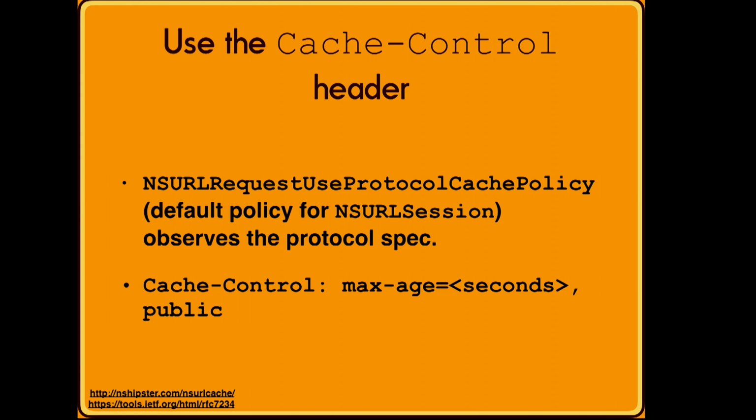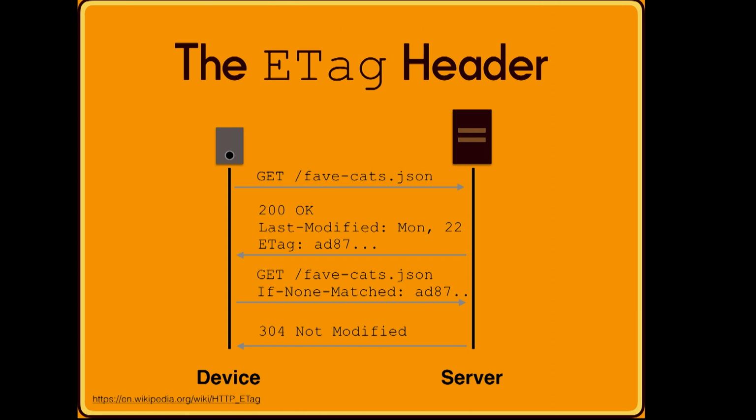The second variation, also built into NSURLSession, is just the ETag header. And unlike cache control, where you're actually caching an asset locally in memory or on disk, with ETags it still makes the request to the server. But it's especially interesting for dynamic content. So here, let's say we have a JSON document that lists a list of favorites.